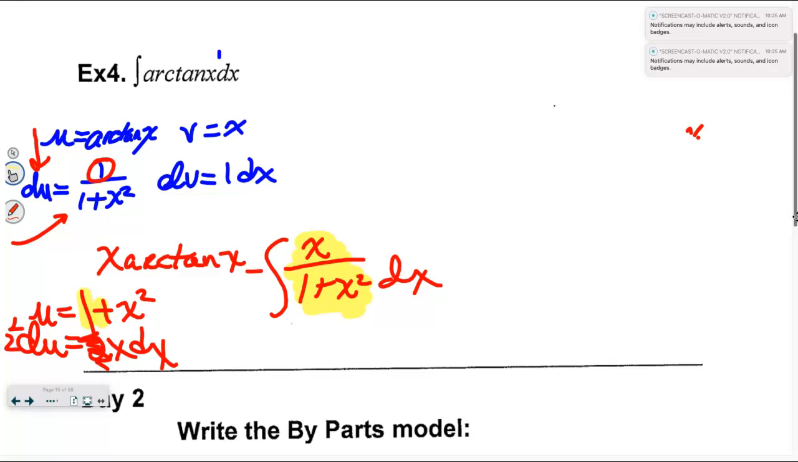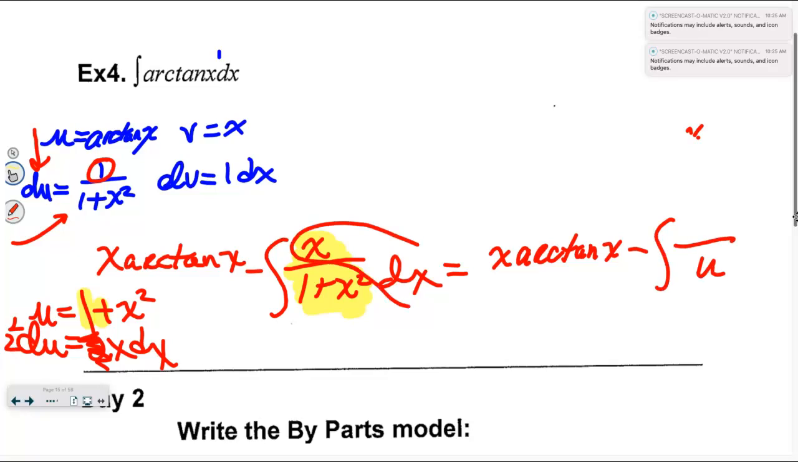I'm really just sitting there with this situation. X arctan of x minus the integral of u. All of this is 1/2 of du. Avery, what's the antiderivative of 1 over u? What's its antiderivative? What's the antiderivative of 1 over u du?